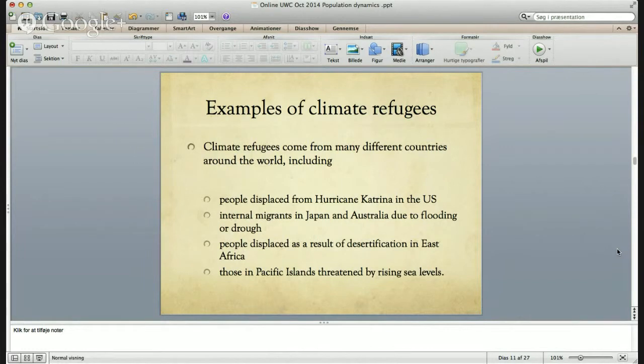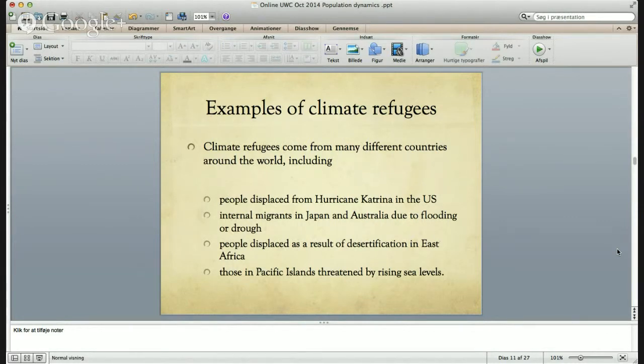Another example is internal migrants in Japan and Australia who've been displaced due to, again, in these situations, they may be able to go back. When we talk about internal migrants, that means that if they were from Japan, they're still in Japan. And if they were from Australia, they're still in Australia, because it's internally within that country they've been displaced. Depending on the circumstances, they may be able to go back and they may not. For example, if the drought is of a permanent nature, they might not be able to go back because it might not be able to sustain life there. Then another example is people who've been displaced as a result of desertification in East Africa.